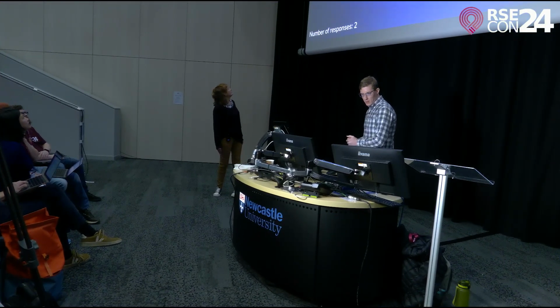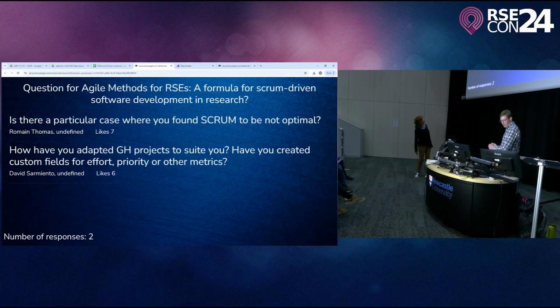Okay, so the bottom one I think came in first, which is: how have you adapted GitHub products to suit you? Have you created custom fields for effort, priority, and the metrics? Yes, we have. So we created custom fields for priorities. We've created custom fields for story point estimates and other things that are sometimes project specific. It just depends on how you want to treat your work items on that particular project, and that's another element of flexibility. It doesn't have to be by the manual, these are the metrics that you measure. That also can be quite project specific. So we have indeed done that.